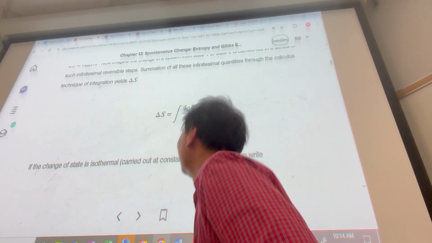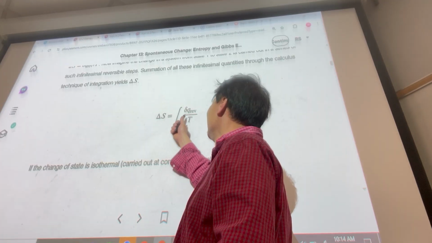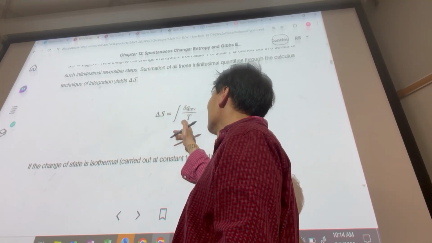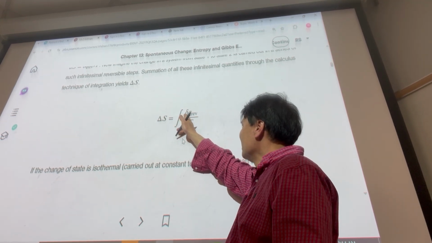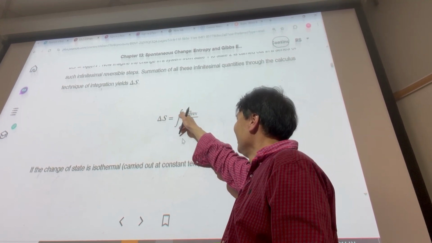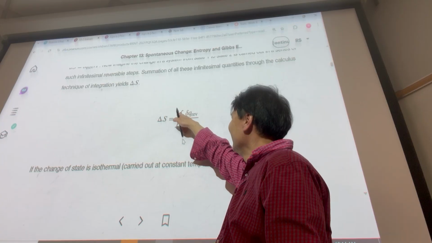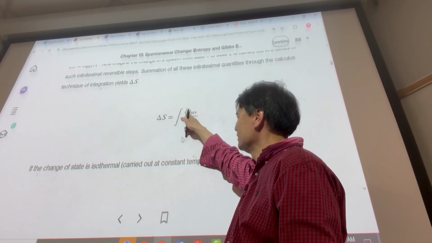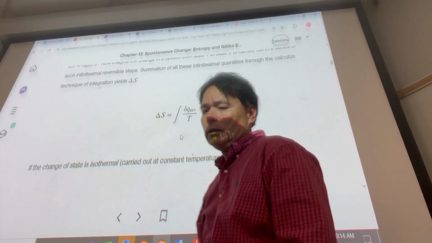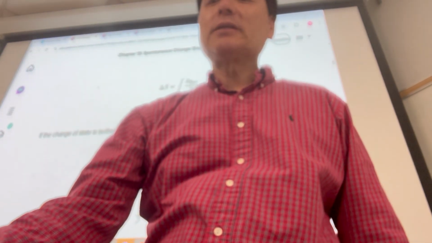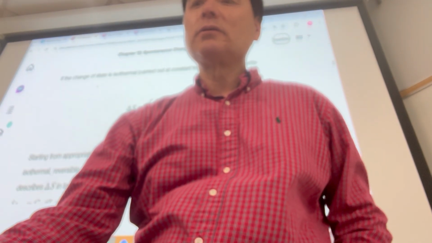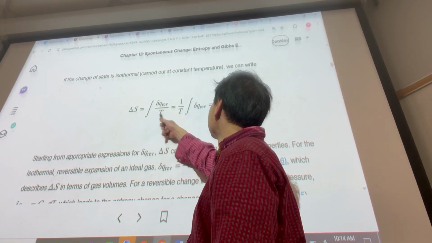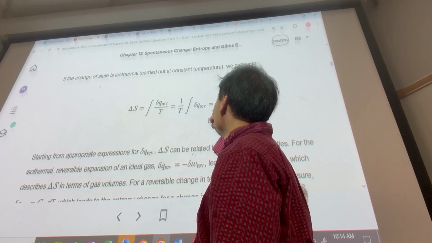In other words, delta S is equal to Q. This is the total heat at a given temperature. Now, this delta Q here, and this thing here is like just adding it up. This is called an integral. So we just integrate that. And basically it boils down to this here. Delta S is just going to equal Q reversible over T.